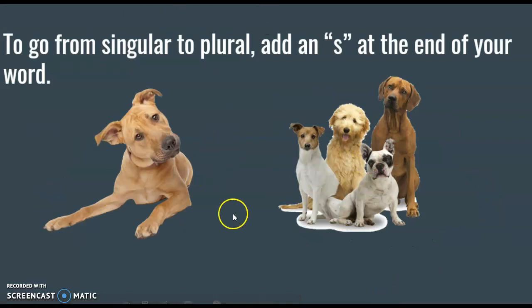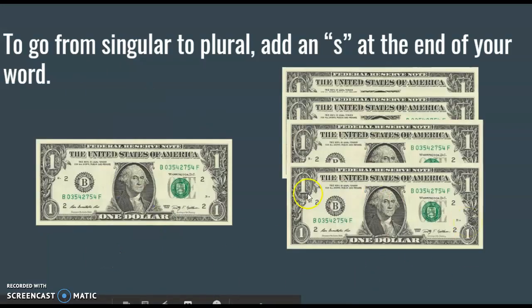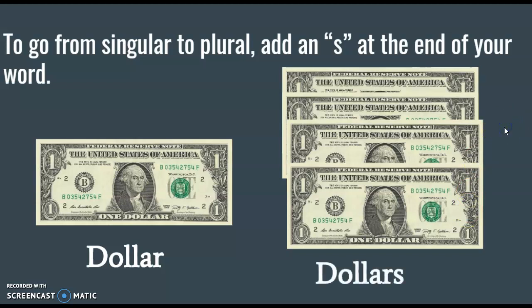All right, what do we have over here, y'all? Dog. And now we've got more than one dog, so how can we change that word? Dogs. All we did was add an S at the end to go from singular dog, just one, to plural dogs, more than one. All right, what do we have over here? Dollar. And now we've got more than one dollar, so what can we do to make our word plural? Add an S, and it becomes dollars.